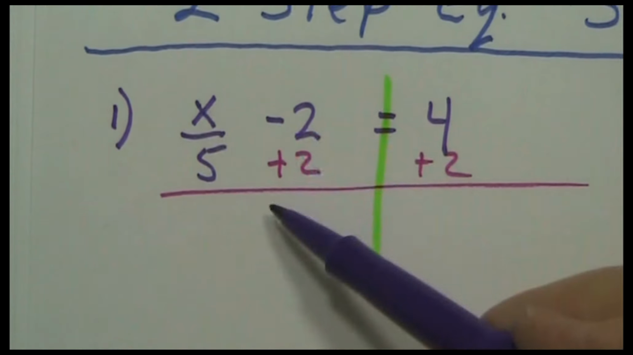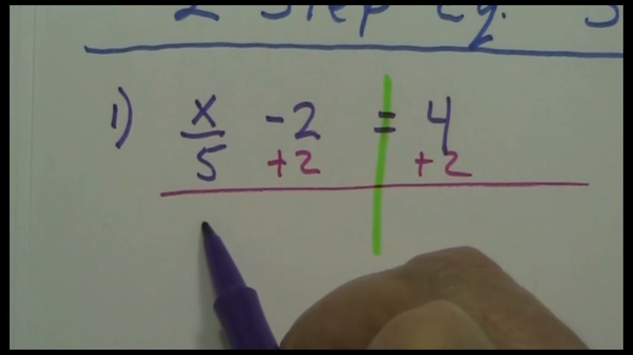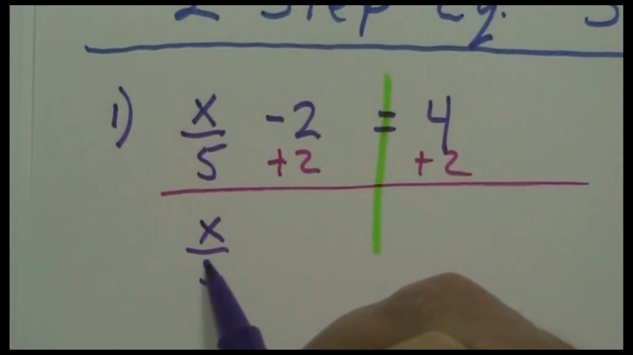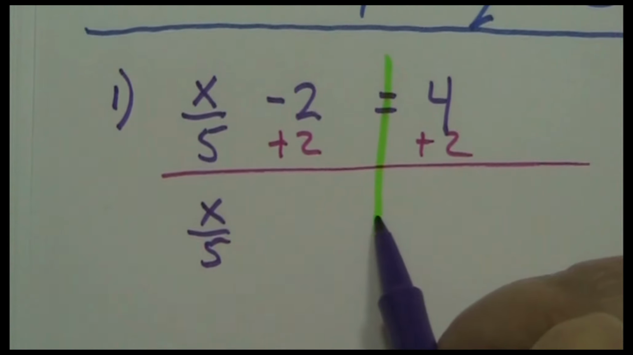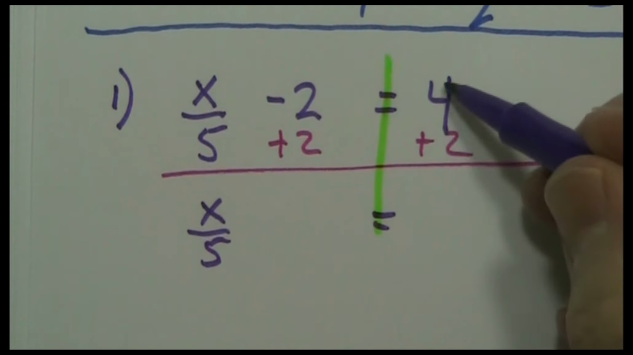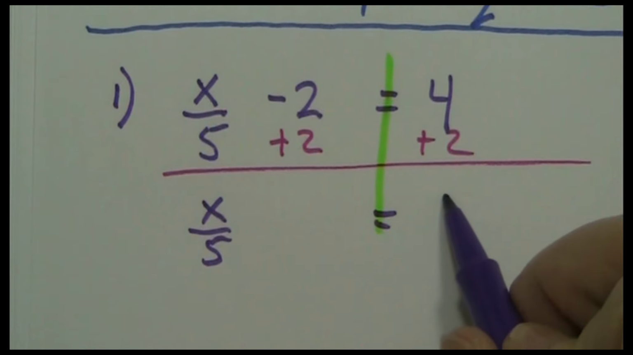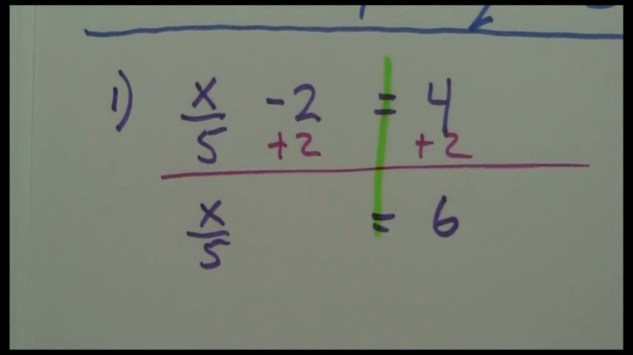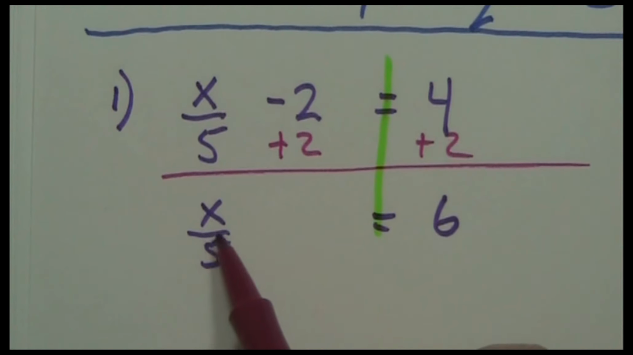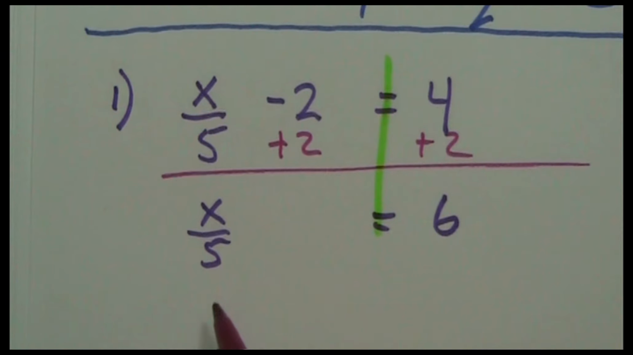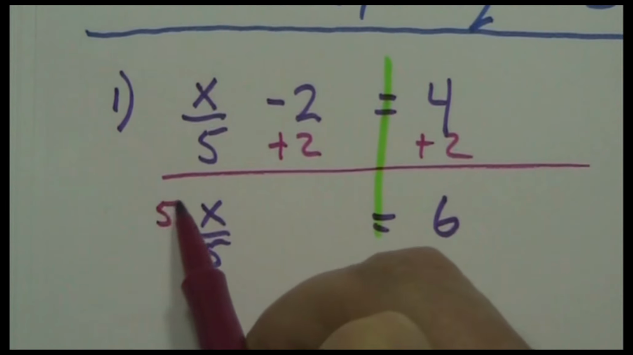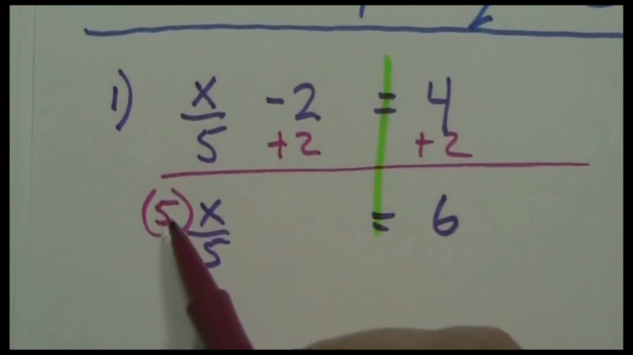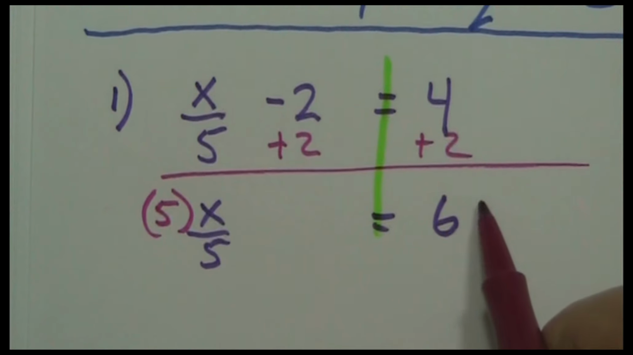Okay, this is gone. That's 0. And you're left with x over 5 on the left. On the right side, 4 and 2, that's 6. Okay, what's the next step? Get rid of the coefficient. It's divide by 5, so I will multiply by 5. That makes this a 1x.